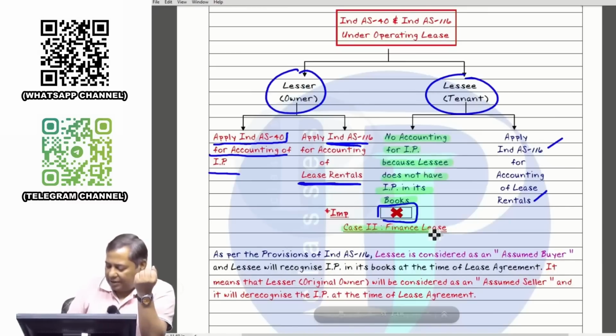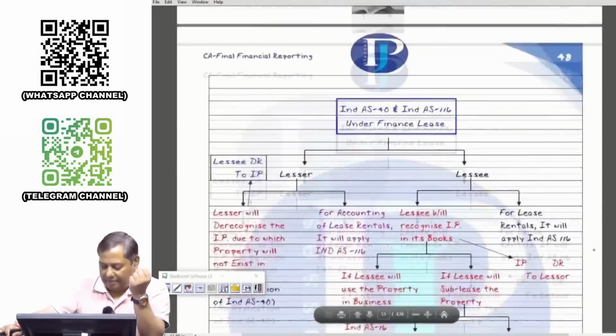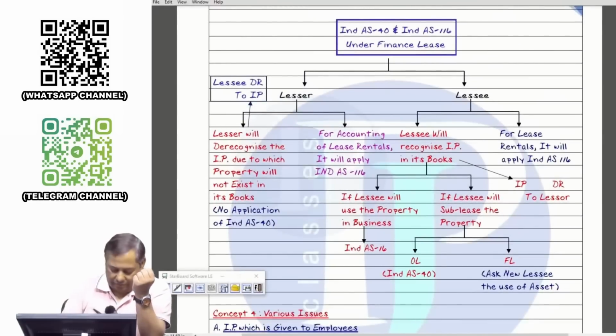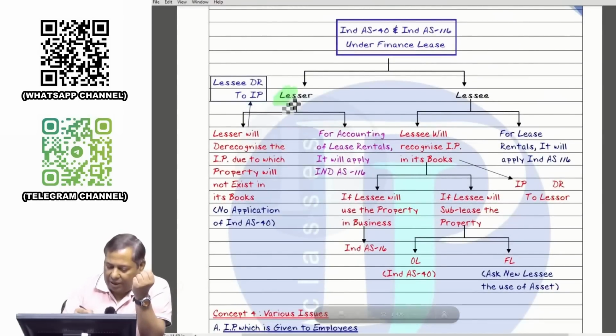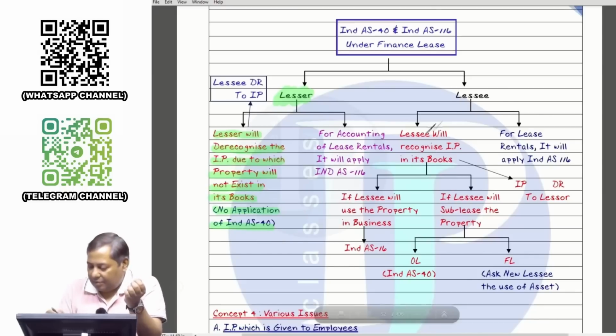Then I explained case 2, finance lease, to you. I made a flowchart in this. Look at this. If we are in the books of the lessor, now look here students, the lessor will recognize the IP, due to which the property will not exist in the books. Therefore, there won't be any application. But when we ask the lessee, he says that he will recognize it in finance lease. If he uses it in business, then write 16.